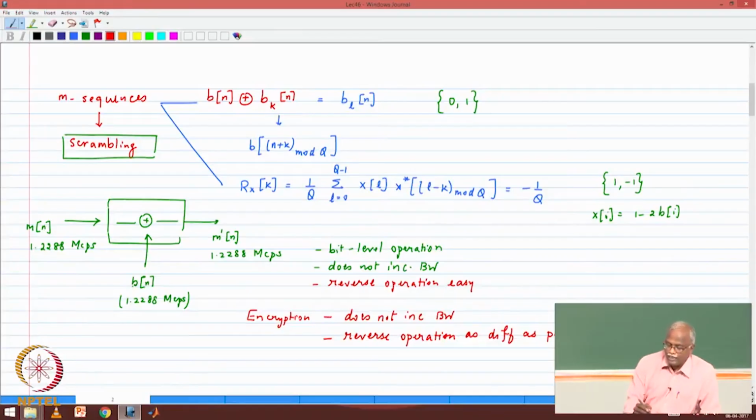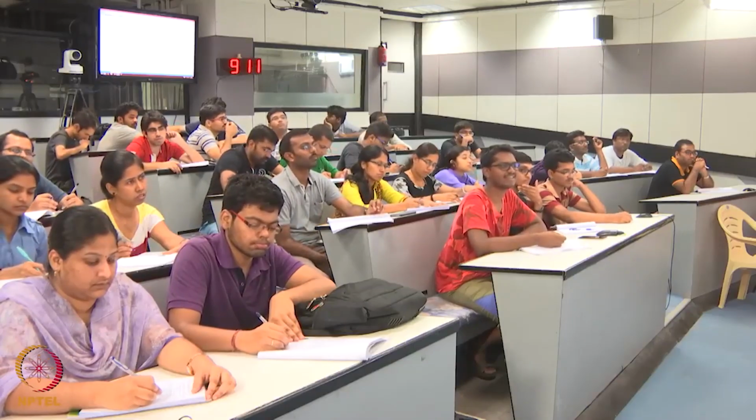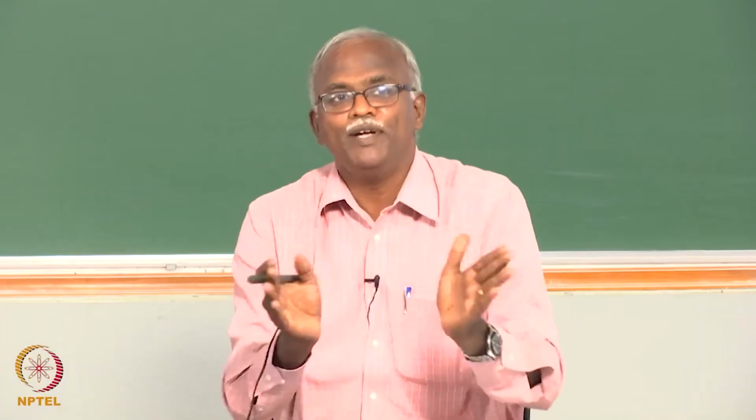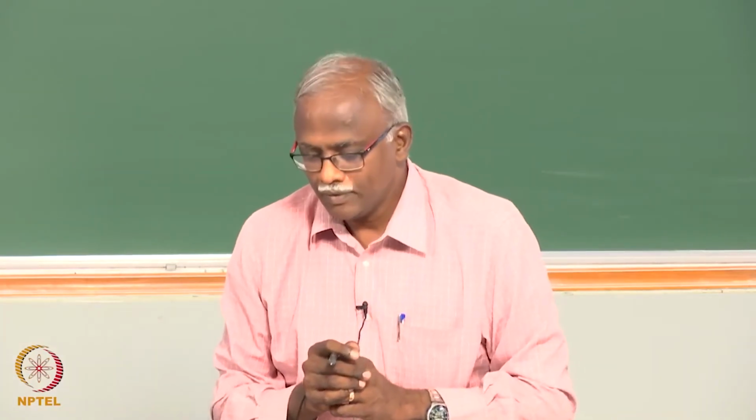Now the only bandwidth expanding operation that we have in the CDMA system comes only through the spreading process. So even in encryption, you only want the reverse operation to be difficult for the one who does not know the key, and for the one who knows the key, or in this case the spreading sequence, the M sequence. So basically the reverse operation is difficult for everyone other than the desired user.